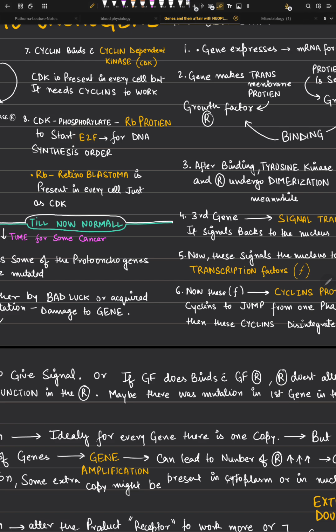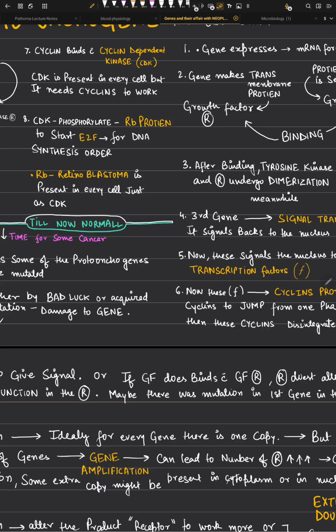Now, what is RB protein? This RB protein is called retinoblastoma protein. These are the brakes of the cells. In the normal state, RB protein binds to E2F. This E2F is a transcription factor as well. When it binds to E2F, E2F is kept in an off position. Off. It's kept in an off state.